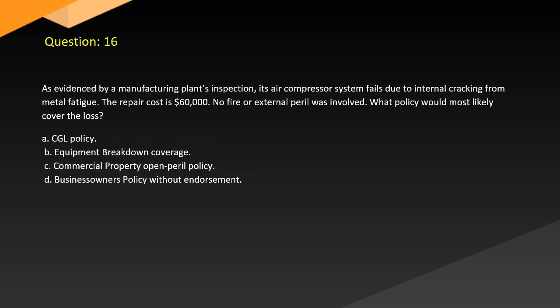Question 16. As evidenced by a manufacturing plant's inspection, its air compressor system fails due to internal cracking from metal fatigue. The repair cost is $60,000. No fire or external peril was involved. What policy would most likely cover the loss? A. CGL policy. B. Equipment breakdown coverage. C. Commercial property open peril policy. D. Business owners policy without endorsement.